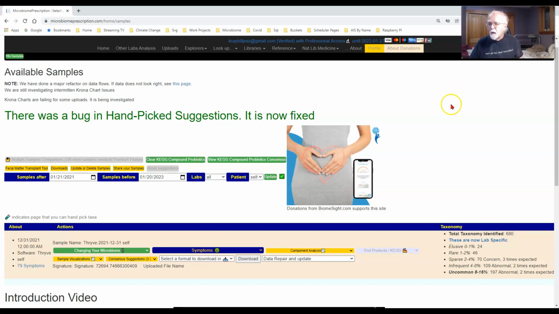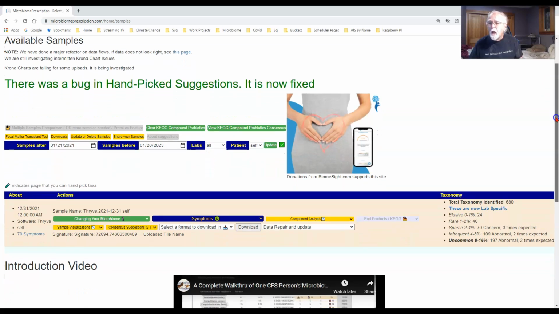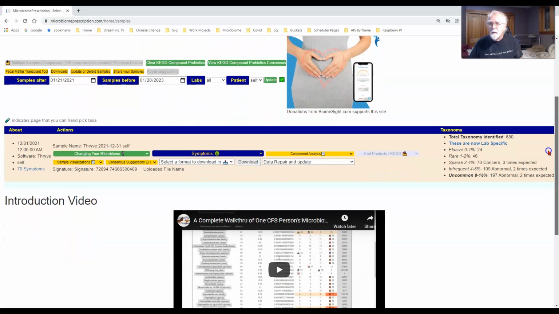Okay, so after you have uploaded your sample, and I have separate videos on how to do uploads of samples, we end up seeing this little light here. Some things are grayed out, which are things you need, for example, multiple samples. You need 2 samples before you can do multiple samples. So we have a combination here.